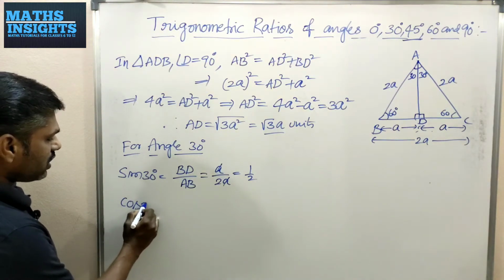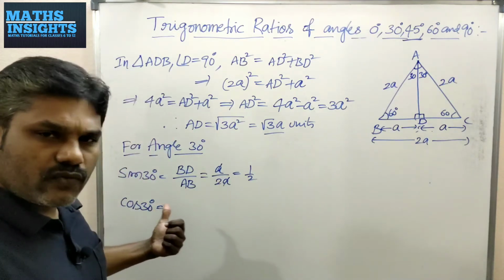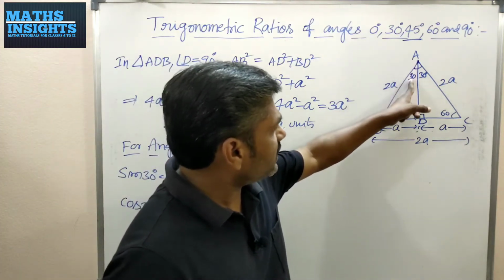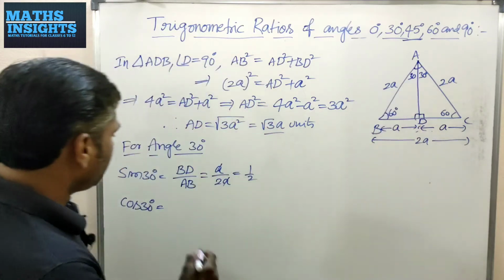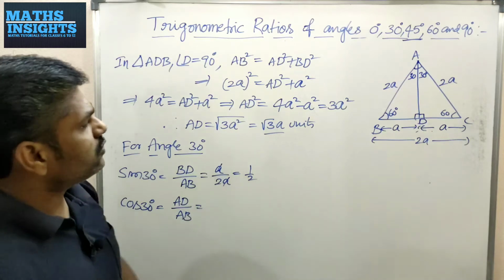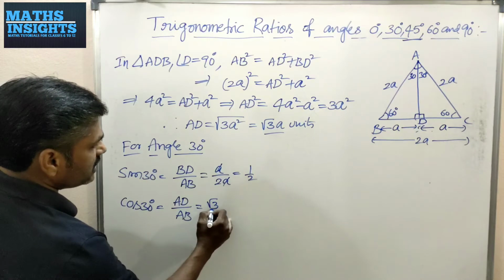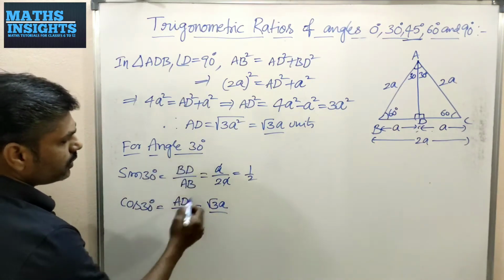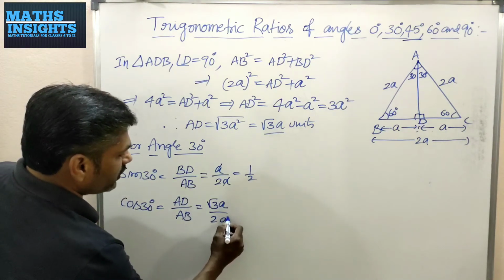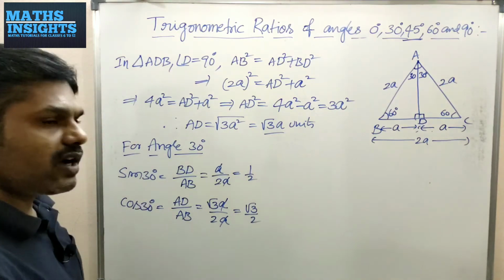Next, coming to cos 30 degrees. Cos 30 is defined as the side adjacent to 30. See, the side adjacent to 30 will become AD. AD by hypotenuse, that is AB. What is the AD value? You calculated this as root 3 into a. AD value by AB value is root 3 a by 2a. If you cancel this, you will get root 3 by 2 as the value of cos 30.